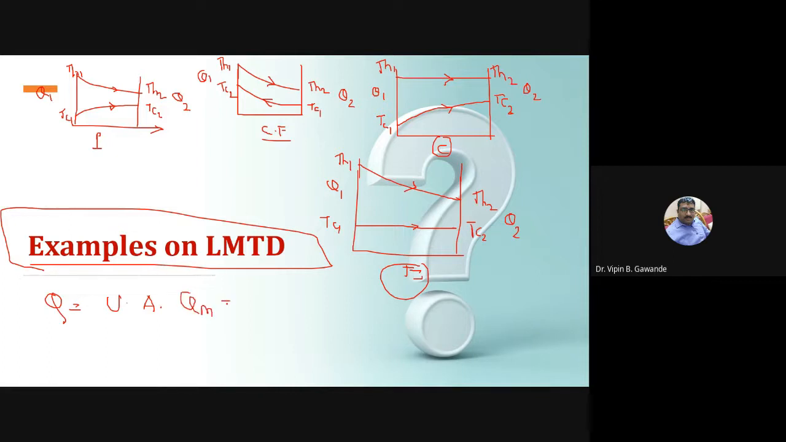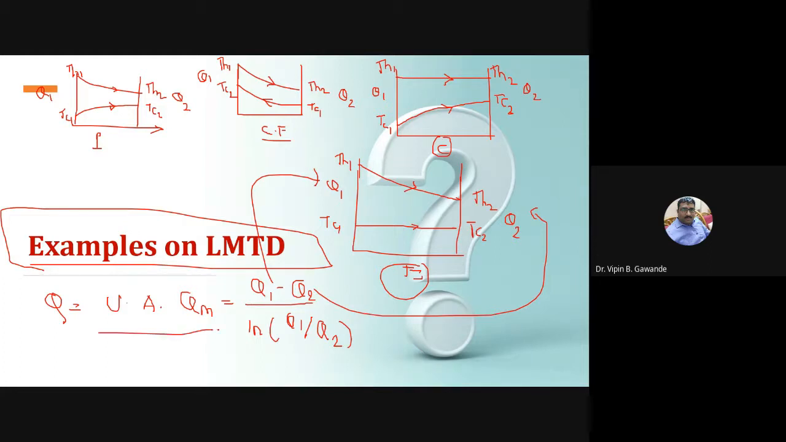And one formula you have to remember: Q is equal to U A theta M. How to calculate this theta M? It is theta 1 minus theta 2 divided by ln of theta 1 by theta 2. You have to calculate this. Theta 1 is here and theta 2 is on this side. Always the right hand side difference is theta 2 and the left hand side temperature difference is theta 1. So you have to remember this.